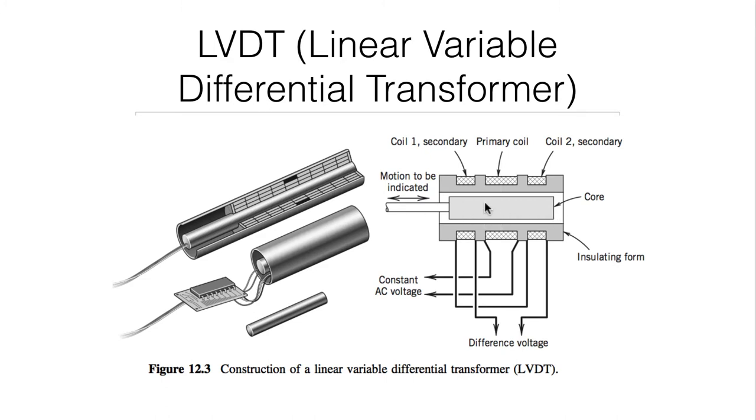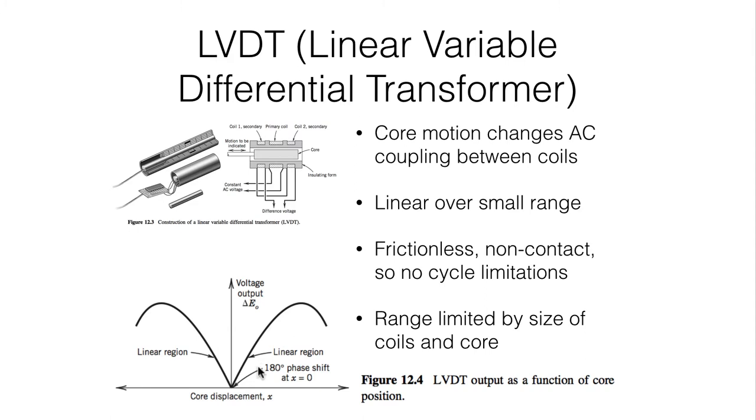And as this core moves back and forth in this cylinder, it can move continuously. It can be designed so it's low friction. It'll last as long or longer than any of the mechanical parts in the system. And it will give us a fairly fast measurement of this output, so that the AC voltage coming out will give us an immediate indication of what the current position is. So that's what it looks like. And here's what the output will look like.